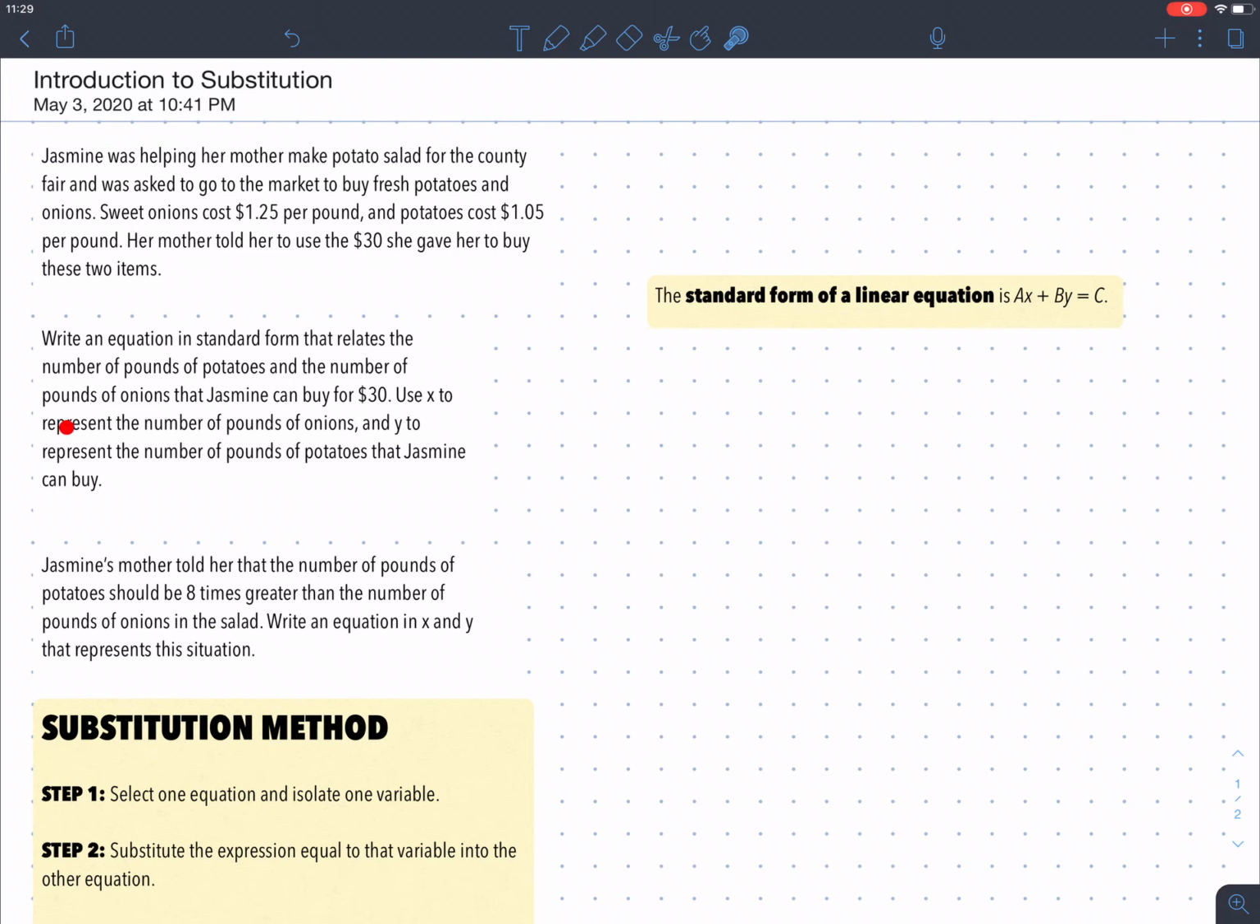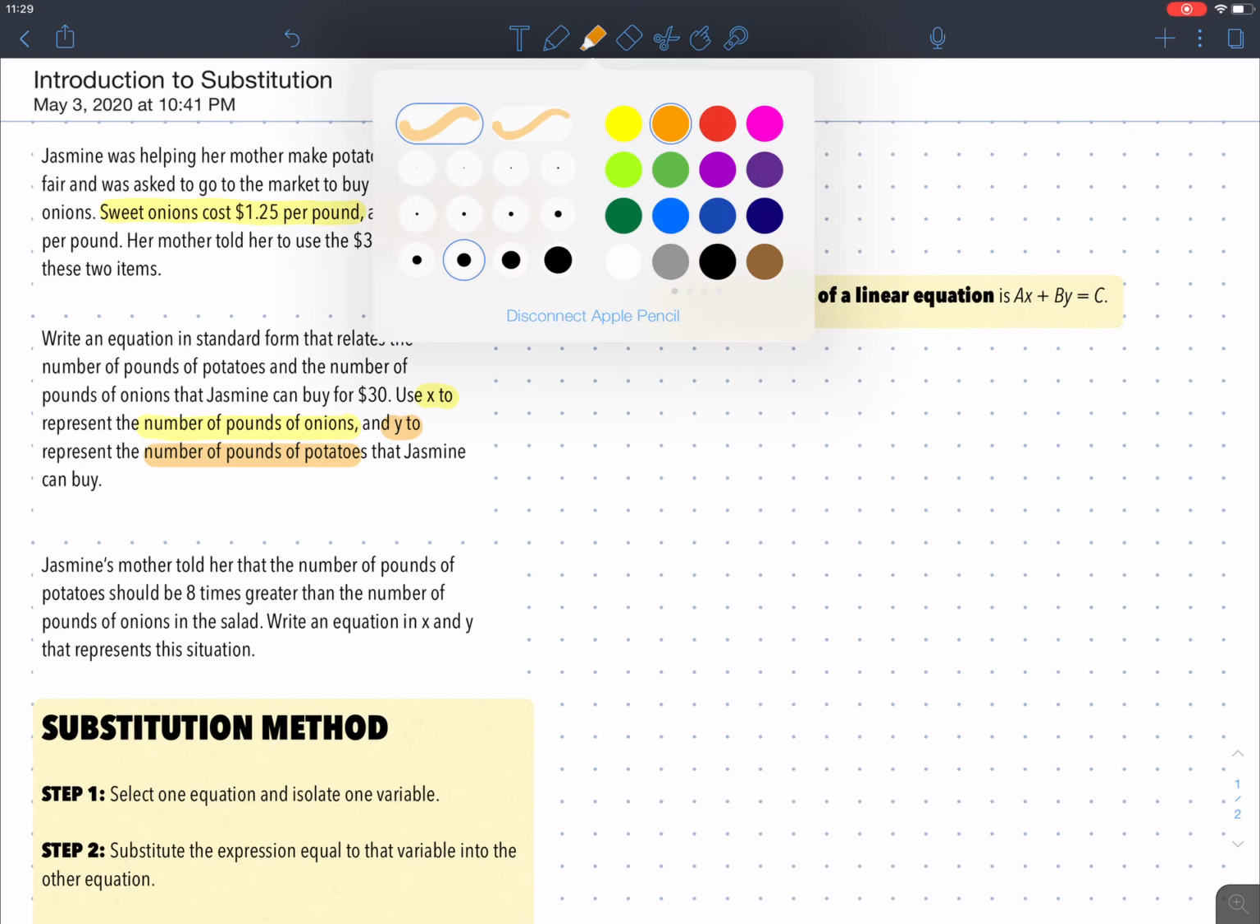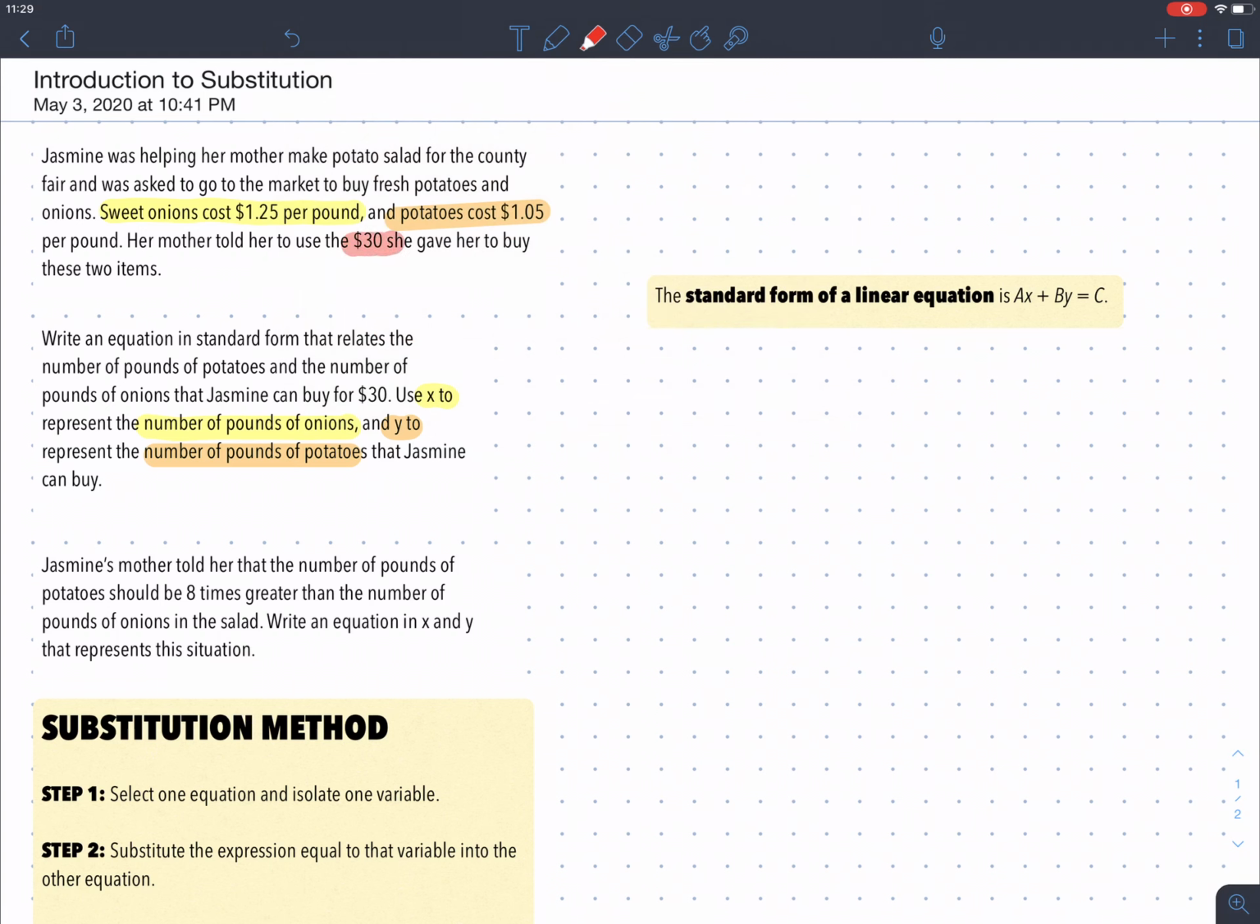We will use X to represent the number of pounds of onions and Y to represent the number of pounds of potatoes that Jasmine can buy. So I'm going to code my text right now with that. X is my number of pounds of onions, and the onions were $1.25 per pound. And then my pounds of potatoes is Y, and the potatoes were $1.05 per pound. And then we have another amount, $30.